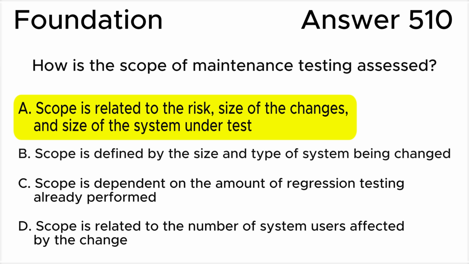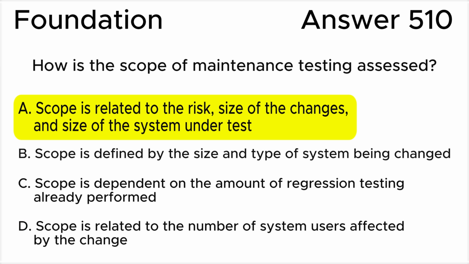All the rest of the answers are wrong. Answer B is not correct, because this alone does not determine the scope. Risk and change size are also crucial. Answer C is not correct, because past regression tests do not define the scope. New changes and risks do. Answer D is not correct, because user impact is important, but does not fully define the scope of testing.